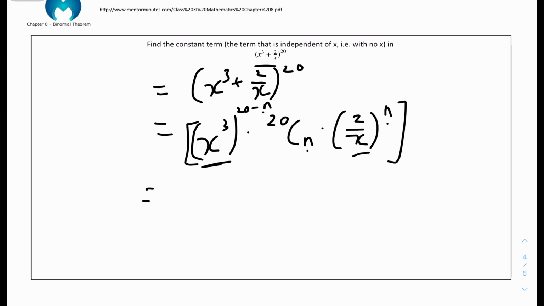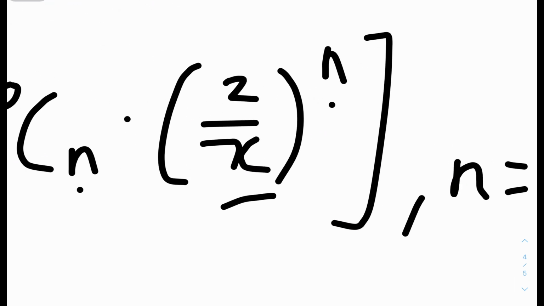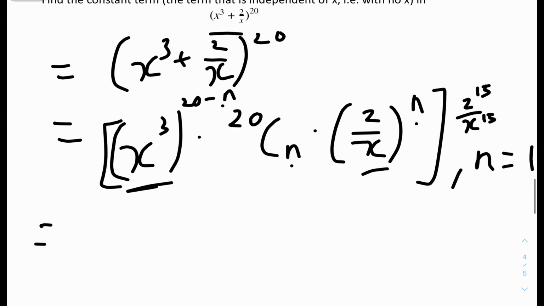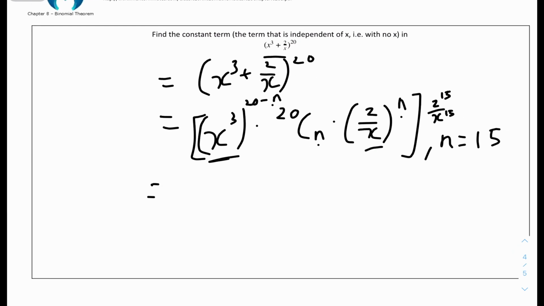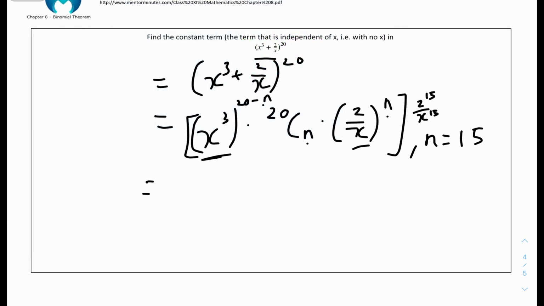And the value I can think of for n is n equals 15. Because if you raise this to the power of 15, it will be 2 over x to the power of 15, which is just 2 to the power of 15 divided by x to the power of 15, right? But if you do this term right here, the most left term, the power will be 20 minus 15, which is 5. So x cubed to the power of 5 will be x to the power of 15. And you can cancel out. So let's just do that, with x cubed to the power of 20 minus 15 times 20c15 times 2 to the power of 15 over x to the power of 15.